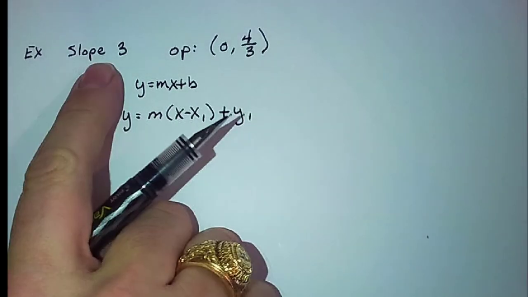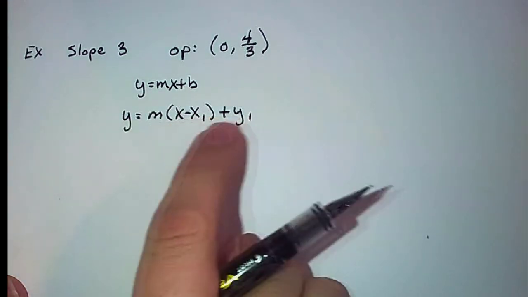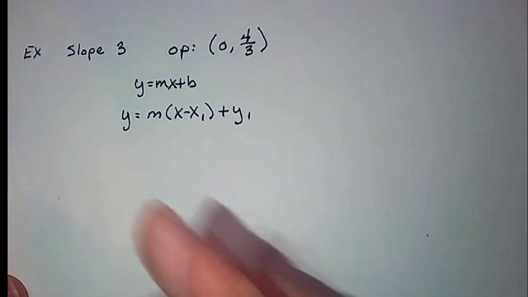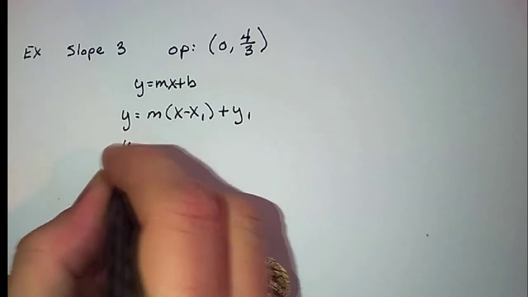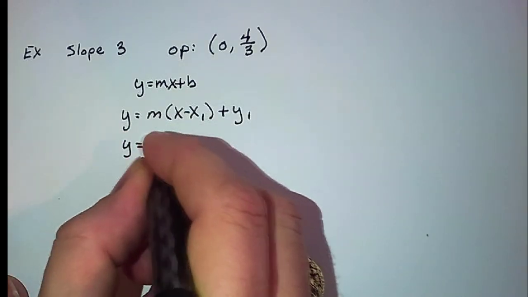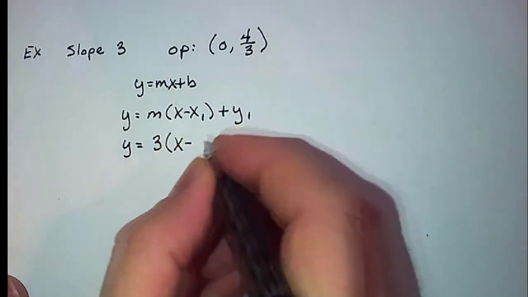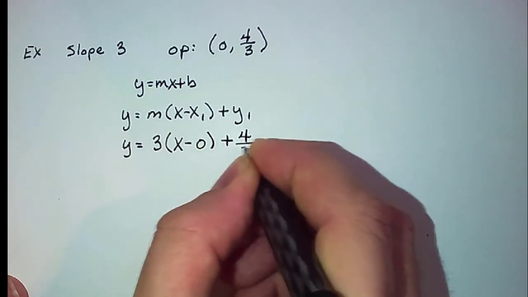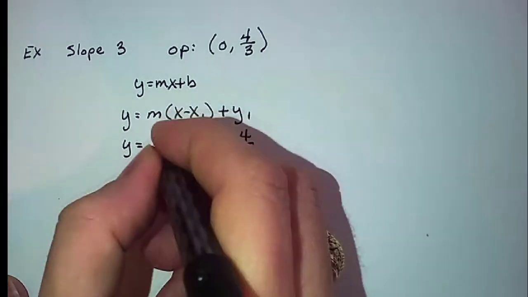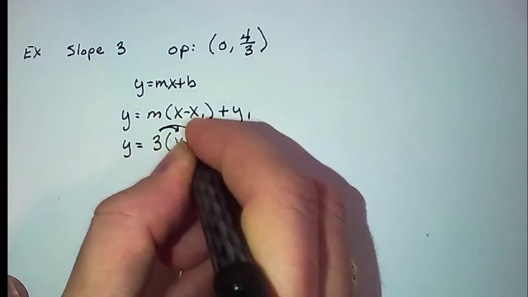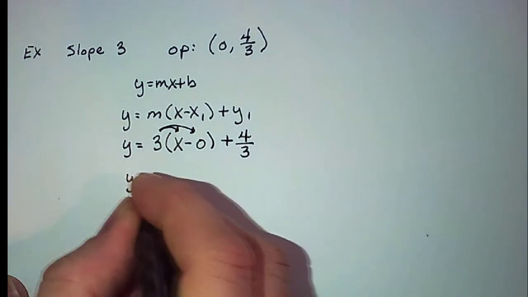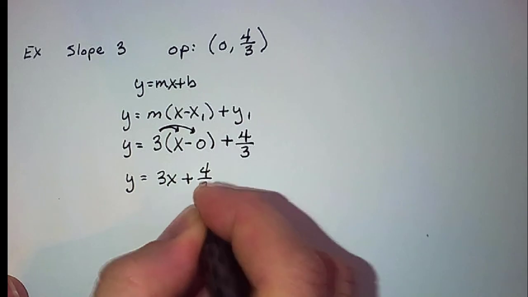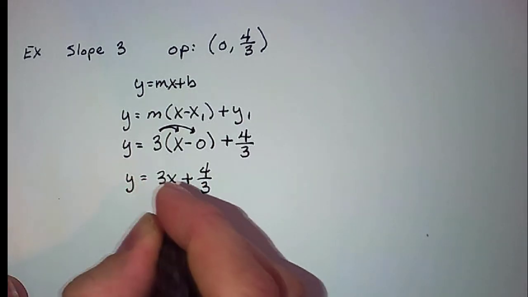Well, I've got a slope. I have an x1 and I have a y1, so all I have to do is plug in. So this is just y equals, my slope is 3, x minus my x1 is 0, plus y1 is 4/3. Well, distributing my 3 times x and 3 times 0, that's just going to give me 3x plus 4/3. And I'm finished. This is y equals mx plus b.